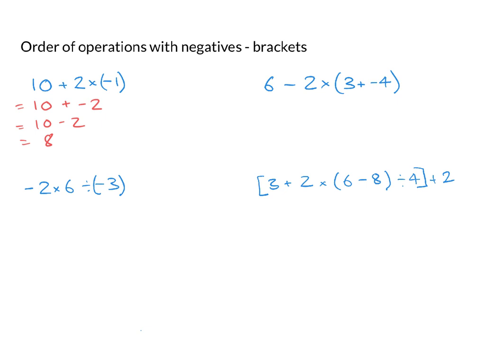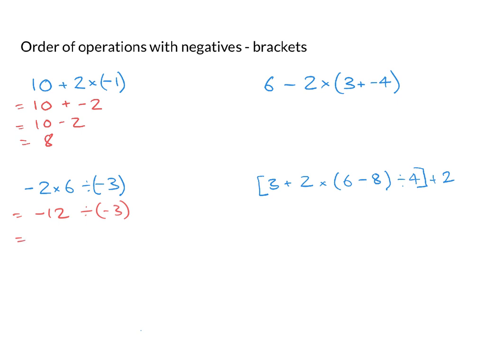Now looking at the one below, I have a multiplication and a division. They have the same priority, so in that case we just go from left to right. So the first thing I do is negative 2 times 6, which is negative 12. A minus times a plus is a minus. And that's going to be divided by negative 3. Now I have a negative divided by a negative, so that means my answer is going to be positive.